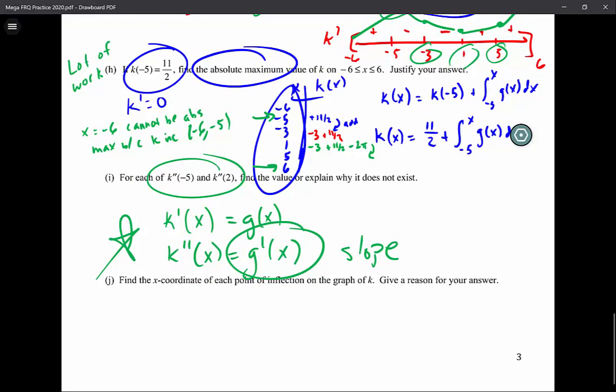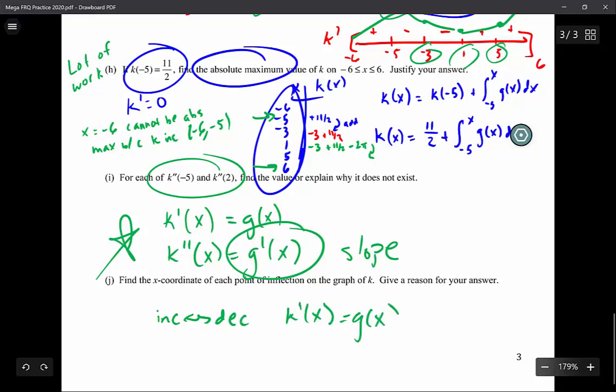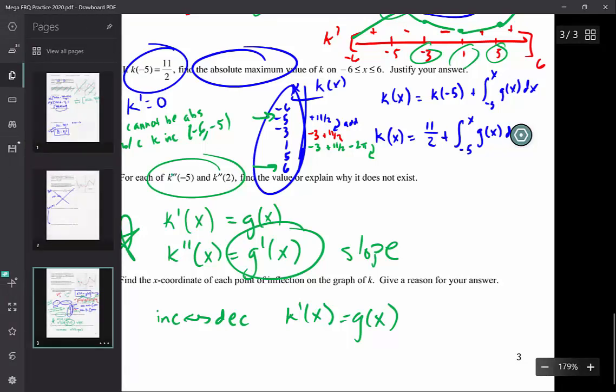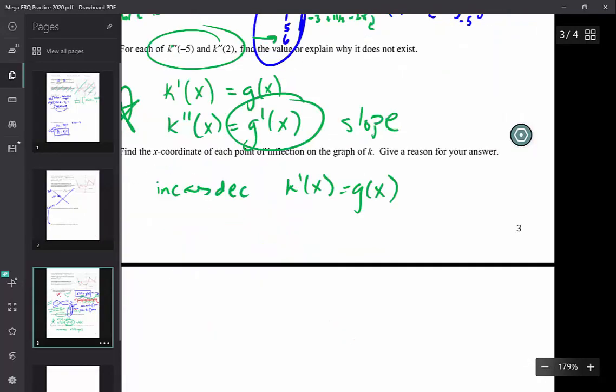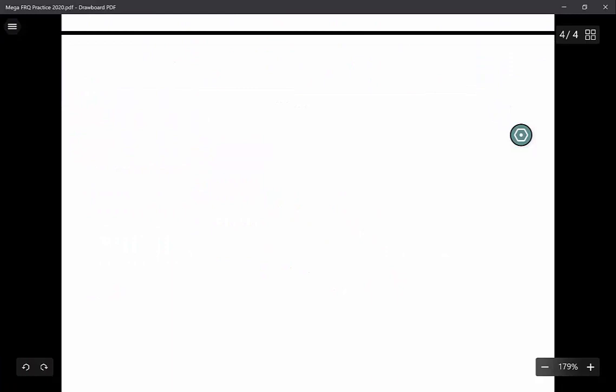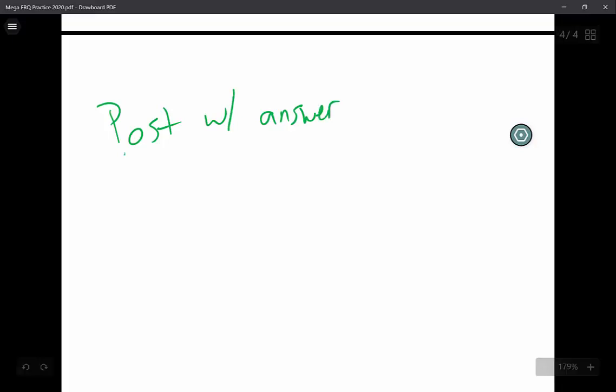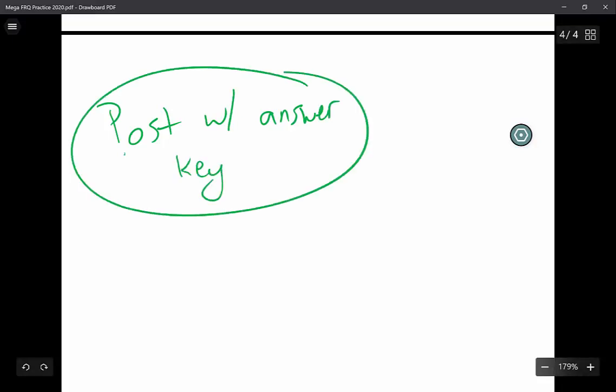And then lastly, find the x coordinate of each point of inflection. We've gone over this, right? Where does it change between increasing and decreasing, but making sure we're writing k prime of x equals g of x. So this one is going to be optional. It's just, if you want something to practice, I think this hits a lot of good points. It didn't hit Riemann sums, but we've done so many of those. So I'll post this with the answer key, just if you're looking for, hey, I just want to do another FRQ on my own. But again, it's totally optional.